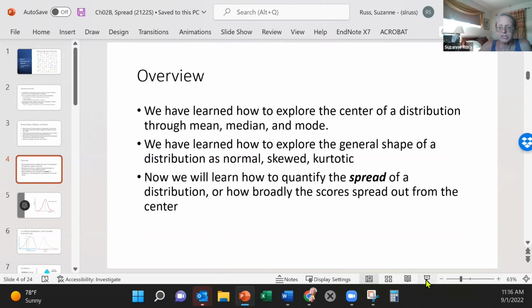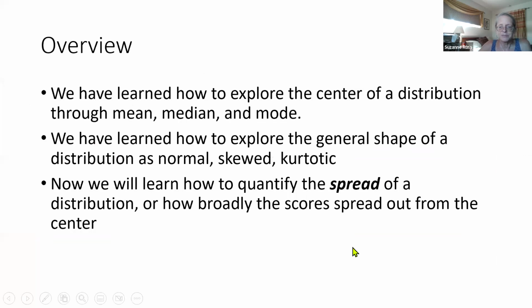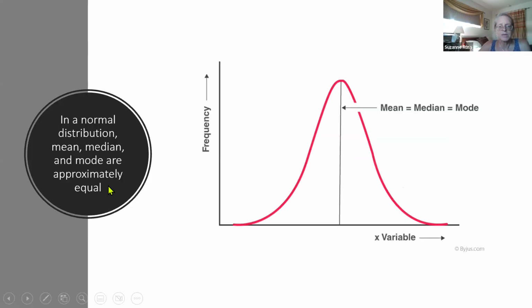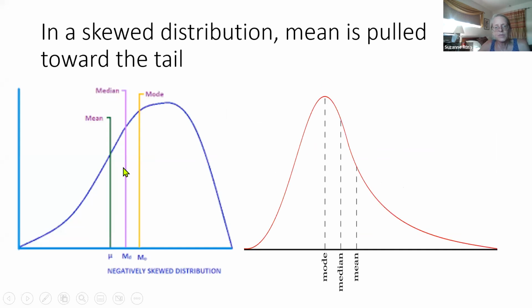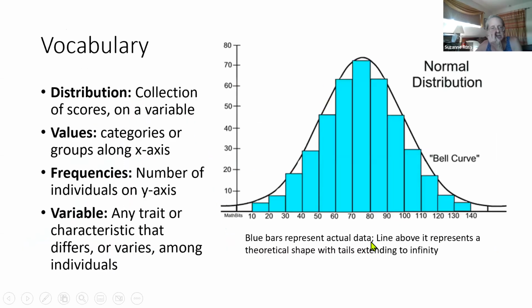I'm going to put it into play mode here, but probably I'll have to pull it out because my pen won't work. So we already know that in a normal distribution, mean, median, and mode are equal. We know that in a skewed distribution, the mean is pulled toward the tail. My pen's not going to work in here, so let's just continue on. So here are some terms that we're just going to review.